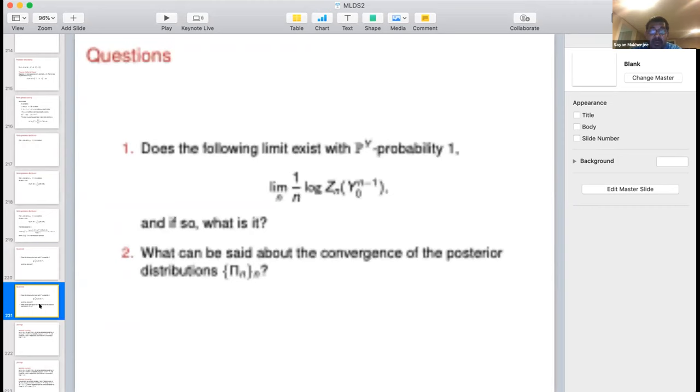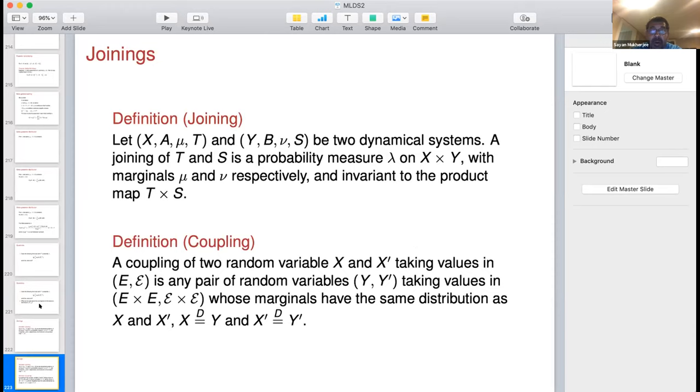This is a very important concept, which is that of a joining. If I have two dynamical systems, T and S, and T has stationary measure mu, and S has stationary measure nu, then the joining of T and S is a probability measure lambda on the product space X cross Y with marginals mu and nu respectively, okay? And it has to be invariant to the product structure of the map.